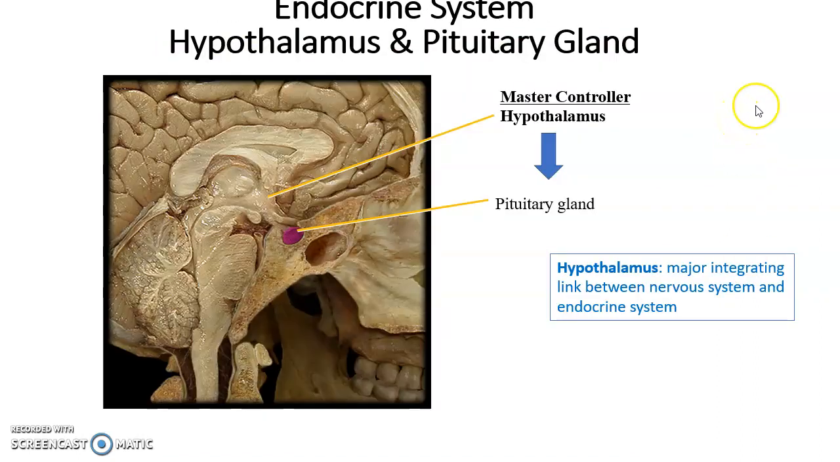The master controller of the endocrine system is said to be the hypothalamus. Hypothalamus, as we know, is part of the brain, part of the diencephalon. And what the hypothalamus does is it controls the release of hormones by the pituitary gland. The hypothalamus is viewed as the major integrating link between the nervous system and how it controls the body systems, and the endocrine system and how it controls and regulates the body's functions.